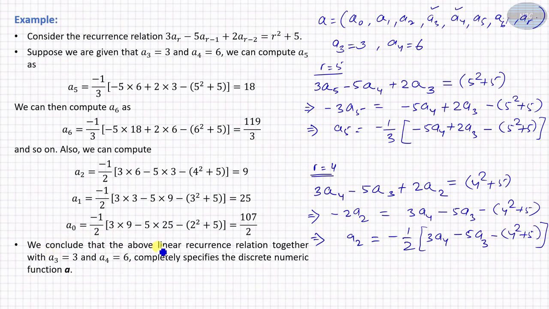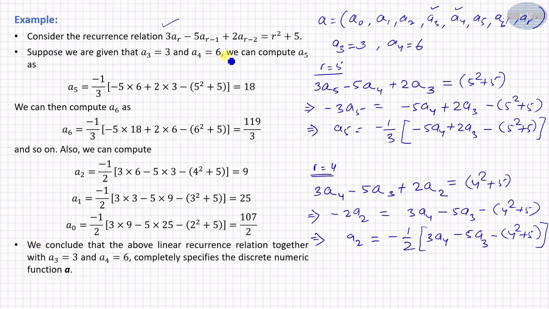We conclude that the above linear recurrence relation together with a3 is equal to 3 and a4 is equal to 6 completely specifies the discrete numeric function a. So what is the conclusion? The above recurrence relation, with the boundary conditions a3 is equal to 3 and a4 is equal to 6, completely specifies the discrete numeric function a. So when a recurrence relation is given with some boundary condition, then we can find the discrete numeric function. That is the meaning of this particular point.